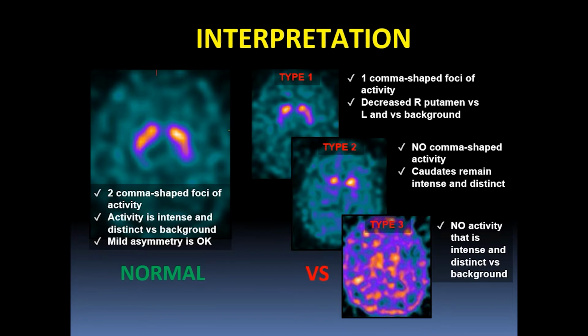So again, reviewing normal versus abnormal. Normal on the left, two relatively symmetric comma-shaped areas of intense uptake compared to background. And then here, as you can see on the right, you slowly start seeing the increasing uptake in the background as the striatal uptake decreases. The top one there is a type 1 pattern where you start to lose that comma-shaped appearance because of decreased activity in the putamen. And then on both sides with a type 2 pattern and eventually a complete loss of normal uptake, denoting a type 3 pattern.